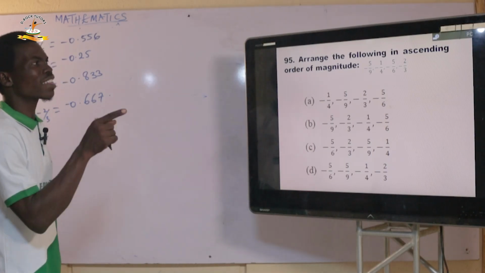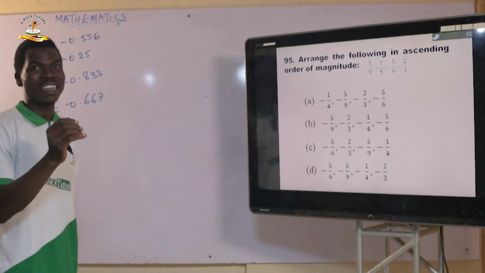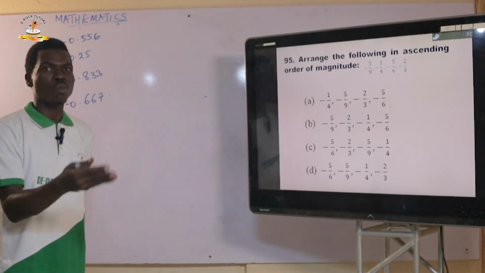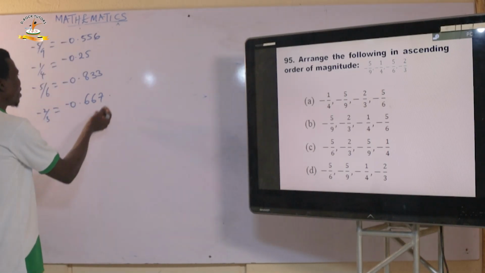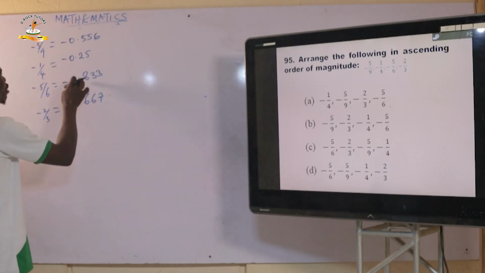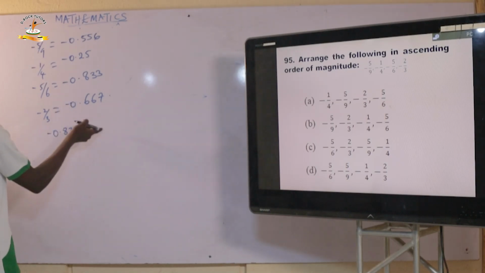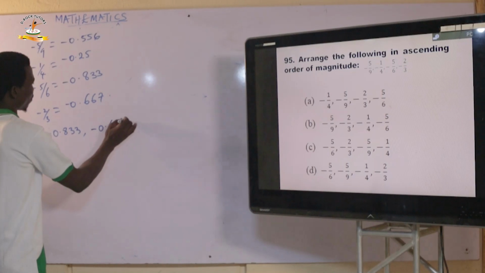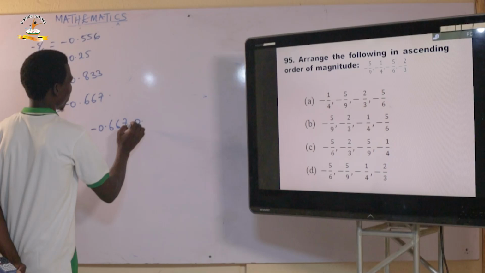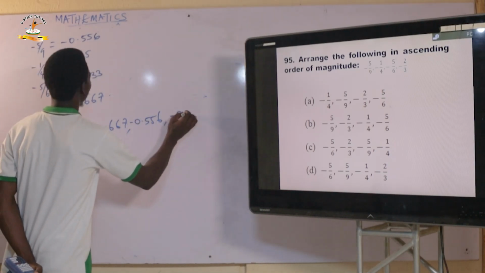So the question says in ascending order. So we start from the biggest negative number, because it is actually lower in value, to the smaller negative number. So in ascending order, what does it mean? I would have seen this and said, oh, this is the smallest of them all. So minus 0.833 followed by minus 0.667 followed by minus 0.556 and lastly minus 0.25.